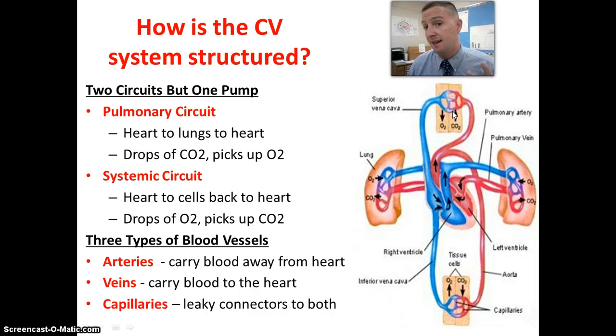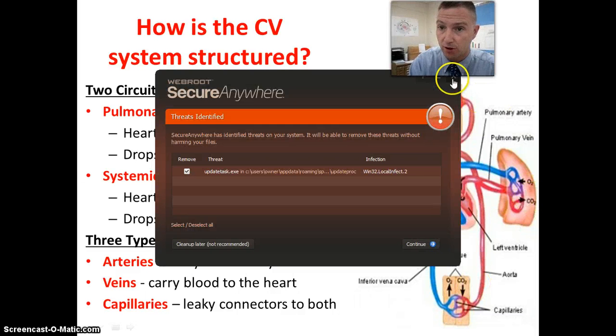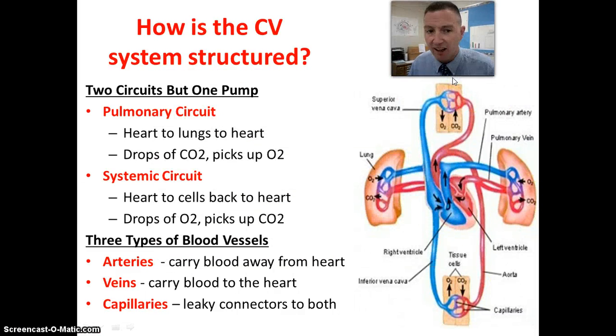At my cells. The cells in my brain, the cells in my jaw, the cells in my stomach, the cells in my toes. These are all in the systems of my body, or the systemic circuit. Everything other than your lungs. Pulmonary circuit is your lungs. Everything else, your fingers, your toes, your nose, your ears, are your systems, your systemic circuit.